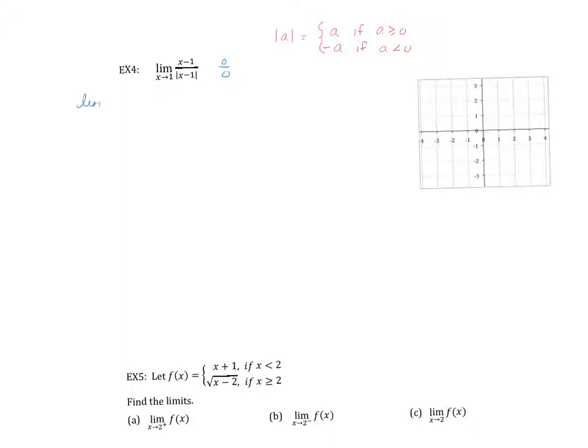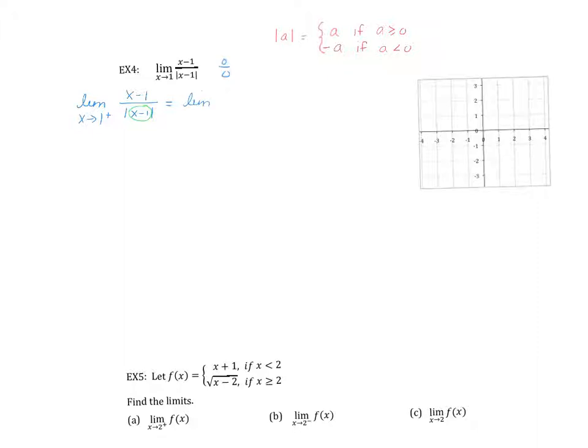So if I approach from the right, I'll have the limit as x approaches 1 with a plus to indicate from the right of x minus 1 over the absolute value of x minus 1. So this is what I'm going to be evaluating. If I'm approaching 1 from the right, my x values are going to be larger than 1. So what's going to happen with this absolute value is it's always going to be positive. So to get rid of the absolute value, all I have to do is drop it.